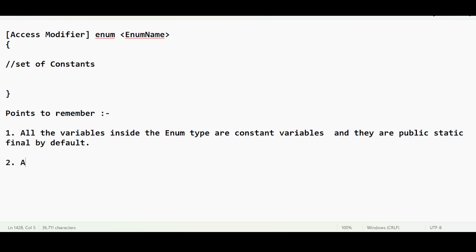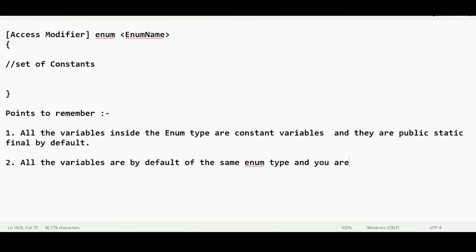Okay, second one: all the constant variables are by default of the same enum type, so you are not required to provide any data type explicitly. I will give you the justification for these 2 points.